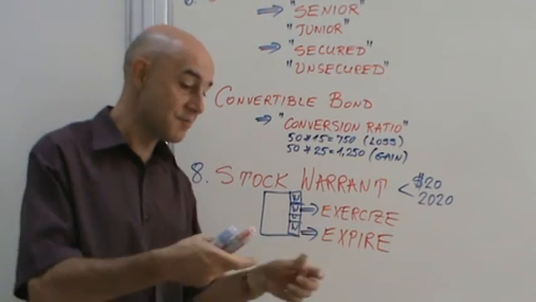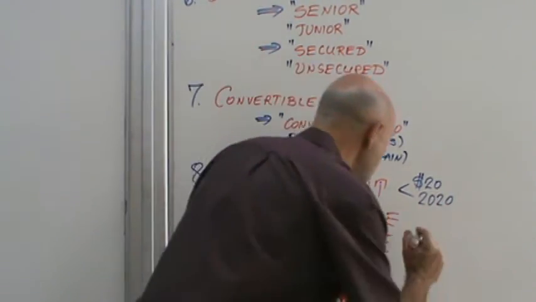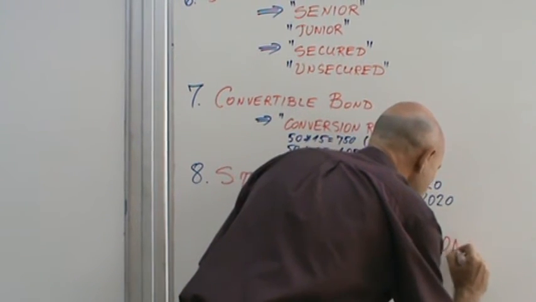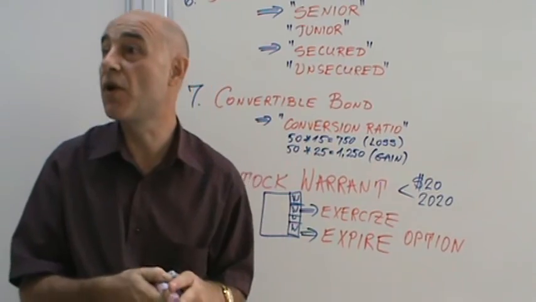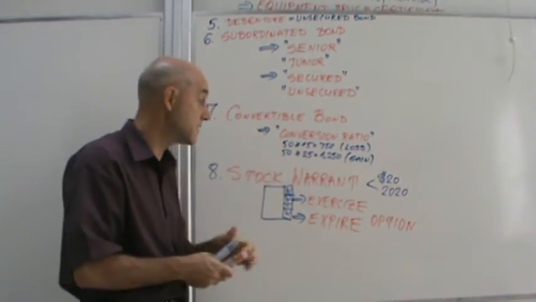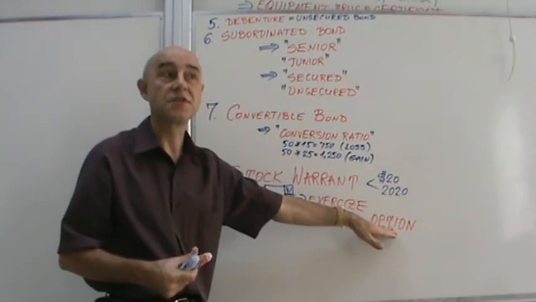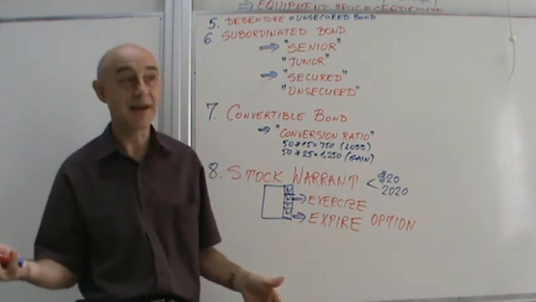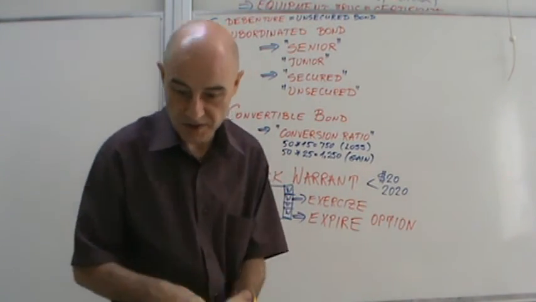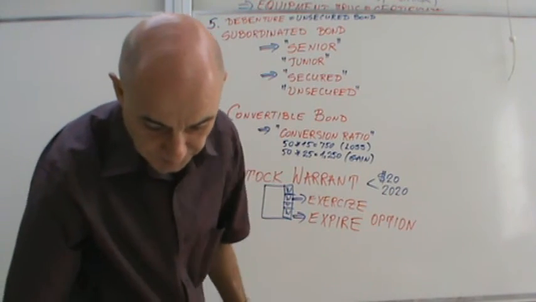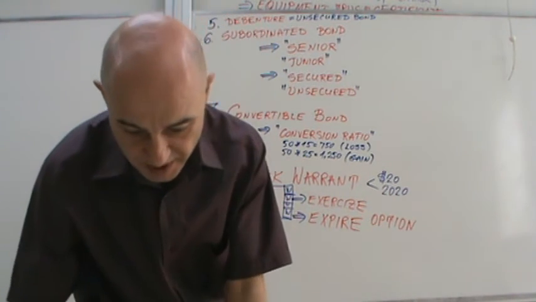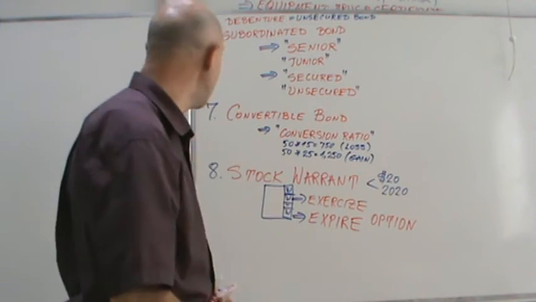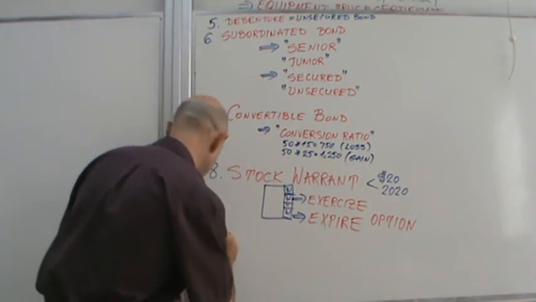So, we call this an option. It's a call option. Did you study options before? Yes. In derivatives? So, the warrant becomes a call option. Well, we'll study it again in a couple of weeks, maybe after the midterm. All right, let's see what else we got over here. So, callable bond, number 9.